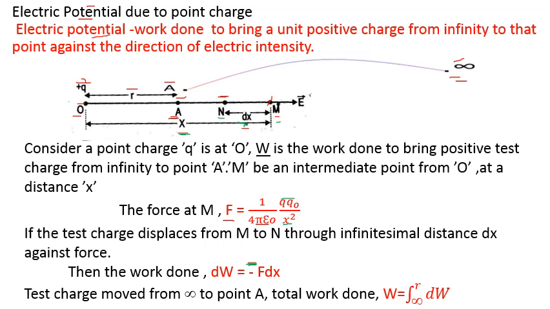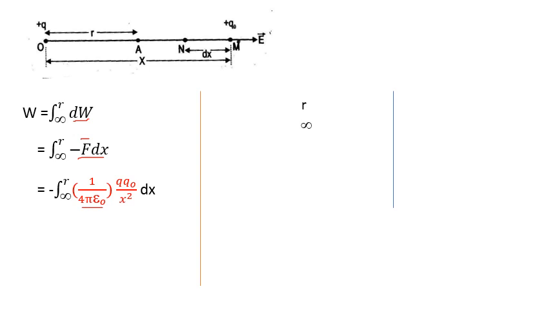Now, when the charge is moved from infinity to point A, to find the total work, we have to take the integration from infinity to r of this small work. Do these mathematical steps. Start with me. Now we have to write down this dW, which is nothing but minus F into dx. I have written here. Do it yourself also. Now all of you are experts in maths. Go on simplifying this. You have to replace this F as 1 upon 4 pi epsilon 0, q q0 upon x square.